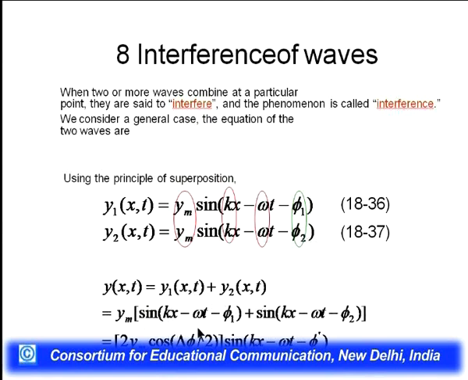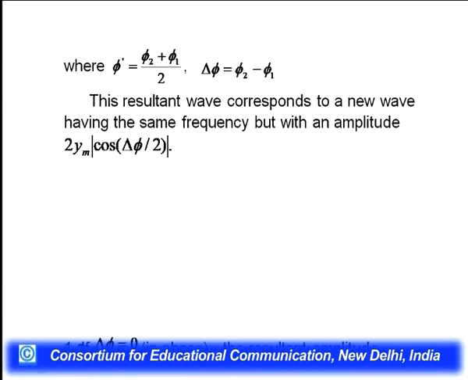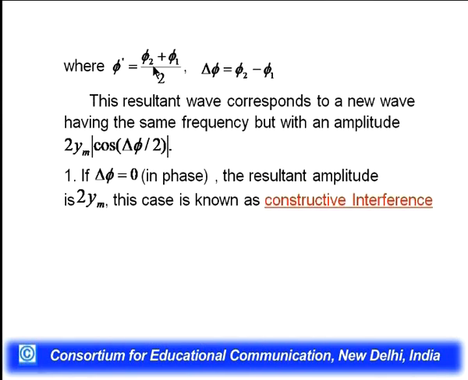Ym is equal to sin(kx − ωt − φ). We will put these values in this equation. Now, after solving this, we will get 2ym cos(Δφ/2) sin(kx − ωt − φ'). Here we can write φ' = (φ2 + φ1)/2, or Δφ can be written as φ2 − φ1. Then the resultant wave corresponds to a new wave having the same frequency, but with the amplitude defined by 2ym cos(Δφ/2).